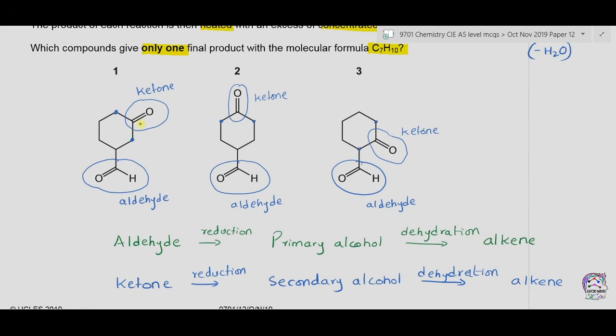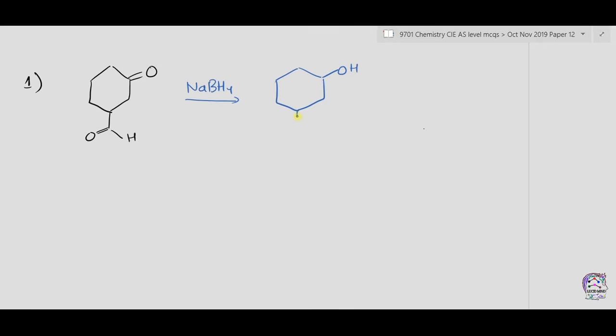Now let's look at the detailed reactions of 1, 2 and 3, first with NaBH4 and second with concentrated sulfuric acid. Number 1. This is the first compound. Now the first reaction is with NaBH4, which is a reducing agent, and this compound will be reduced. The ketone will be reduced into an alcohol functional group OH, and the aldehyde is reduced to a primary alcohol functional group.